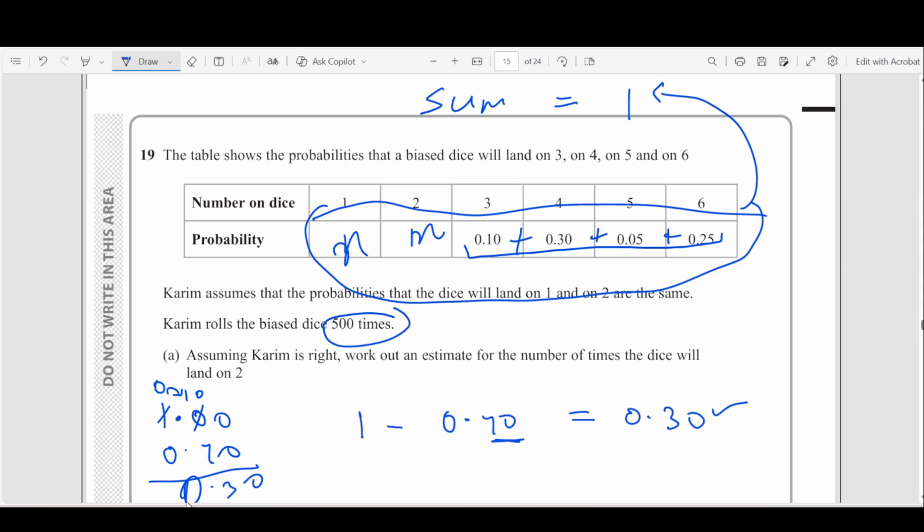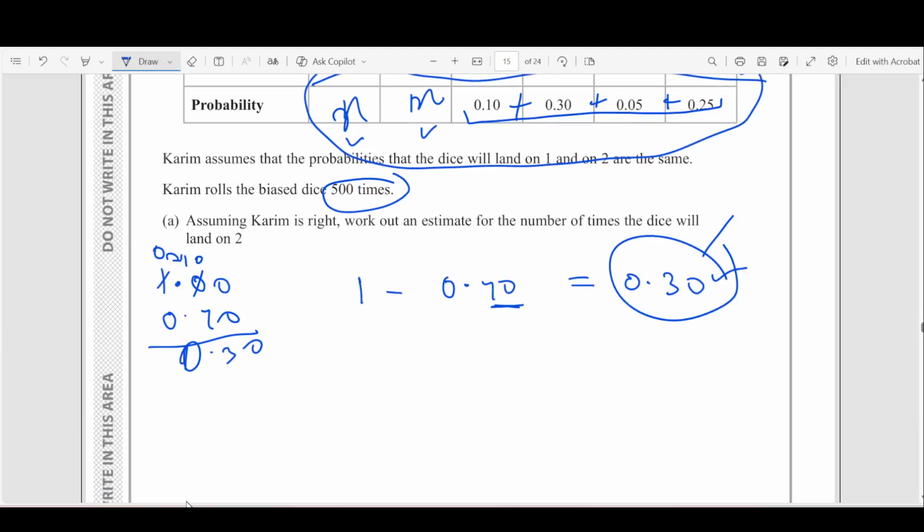So now it is not possible for both of them to get 0.30 and 0.30, because if we give them 0.30, the probability sum will become greater than 1, which is not possible. So they both have the same probability. So this value has to be distributed between 1 and 2, and they are the same, so we need to divide it by 2, right? If we divide it by 2, we will get 0.15, isn't it? So that's the probability of 1 and 2, 0.15 for both of them.